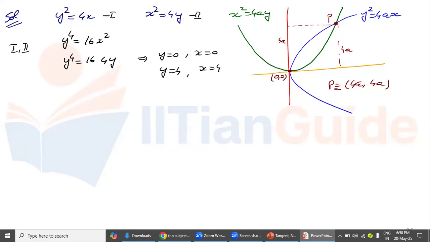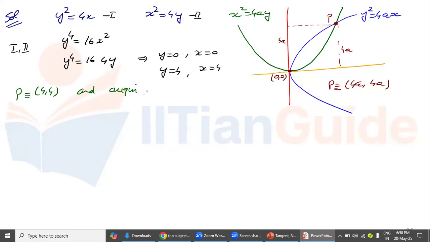So I have got the coordinates of the point P, but we can write it directly, not on the board. That is 4, 4. That is one point of the intersection. Another is origin. Okay. Now we need to find the angle between curves.